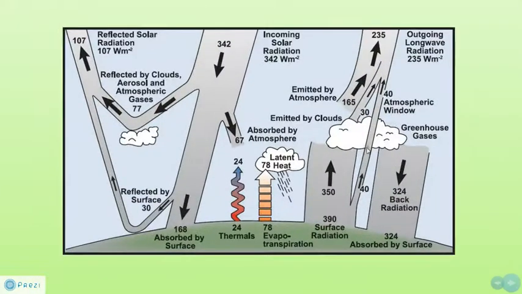So here is just a summary diagram of the radiation budget, or radiation balance, of the Earth. On the left-hand side we have energy coming in from the sun. This is shortwave energy on the left. And on the right-hand side we have energy going out. And you can see that energy is leaving the surface of the atmosphere.